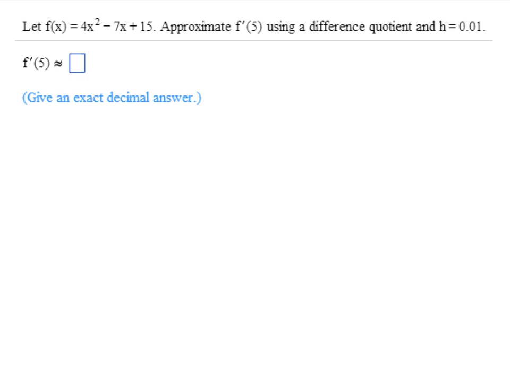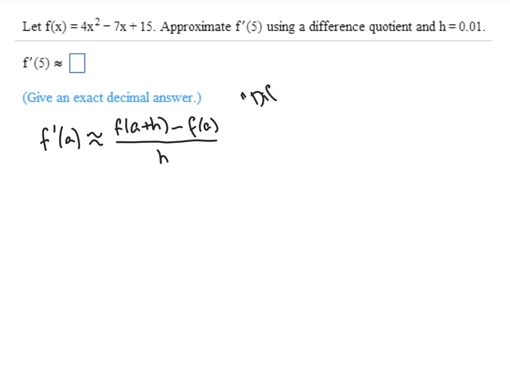So what we have to understand is that the value of our derivative, f prime of a, is approximately equal to f of a plus h minus f of a divided by h. That fraction is called a difference quotient. So when you see something referred to as a difference quotient, that's the fraction that you want to think of. So that fraction, f of a plus h minus f of a divided by h, is just called the difference quotient.